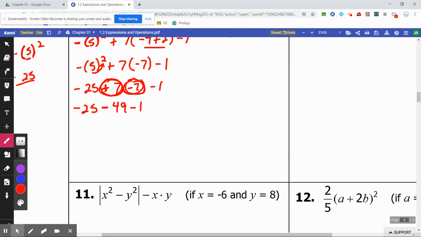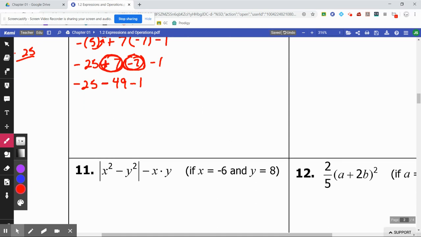And it just, to me, looks better. Because I'm not a big fan of having a plus sign and then a minus sign next to it. So this, like I said, just looks better. Then all of my subtraction, we're going to just subtract from left to right. You have a negative 25 and a negative 49 and a negative 1, which gives you negative 75.